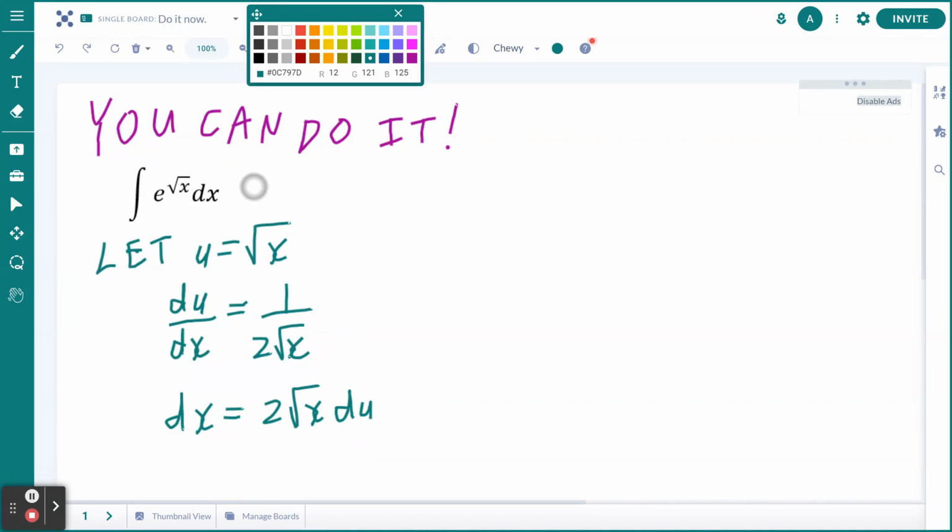What this means is you can rewrite the entire equation as, instead of saying e to the power of root x, it's going to be e to the power of u. Instead of writing down dx, you can bring the 2 to the front, write down root x, which is u by the way, times du. So again, it's going to be 2 times the antiderivative of u times e to u with respect to u.